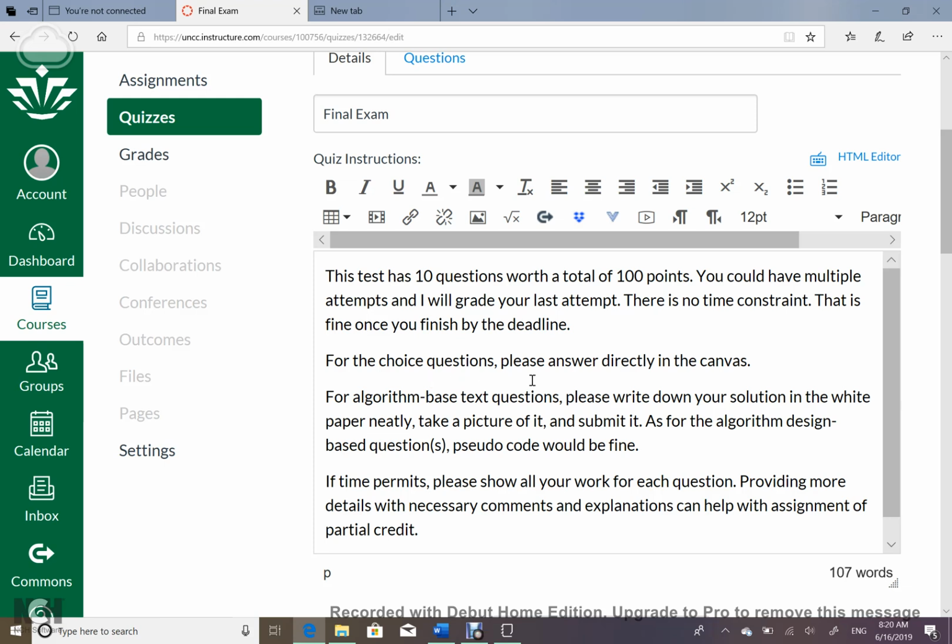For the choice questions, please answer directly in Canvas. For algorithm-based text questions, please write down your answer on white paper neatly, take a picture of it, and submit it. As for the algorithm design-based questions, shorter code would be fine. If time permits, please show all your work for each question, providing more details with necessary comments and explanation, which could help with assignment of partial credit.